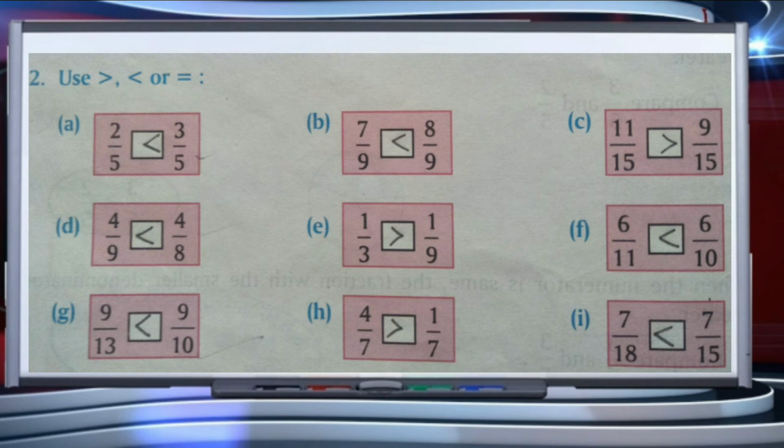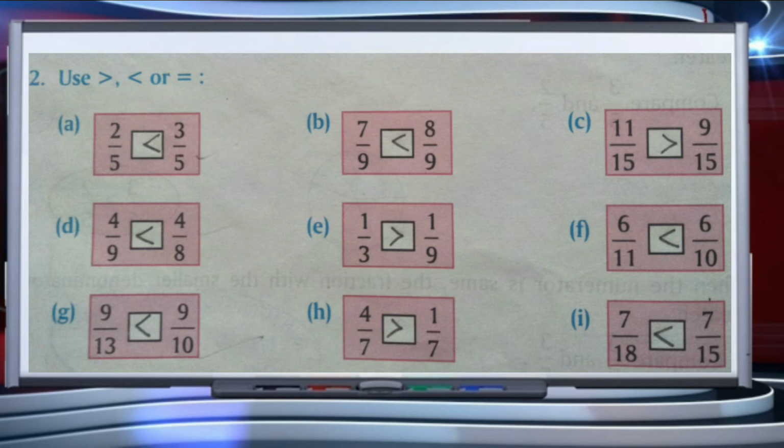H part is 4 by 7, 1 by 7. When the denominators are same, the fraction with bigger numerator is greater. That means bigger numerator is 4 and 4 by 7 is greater than 1 by 7.